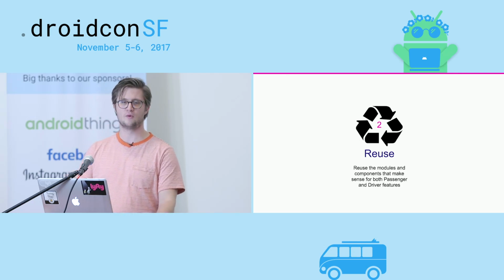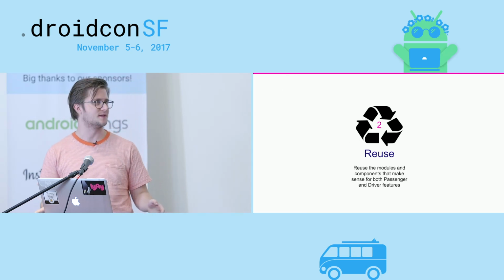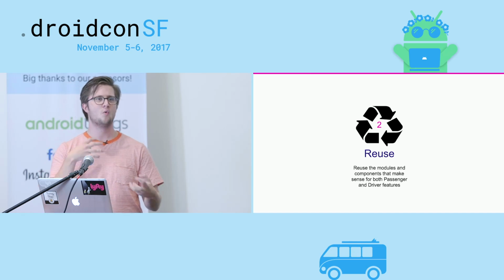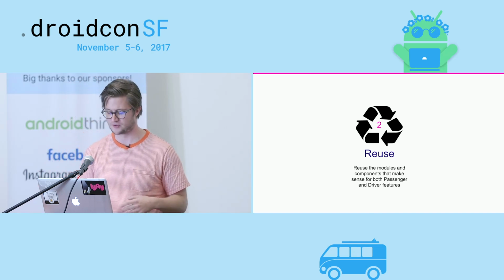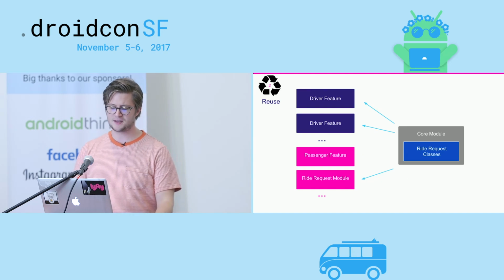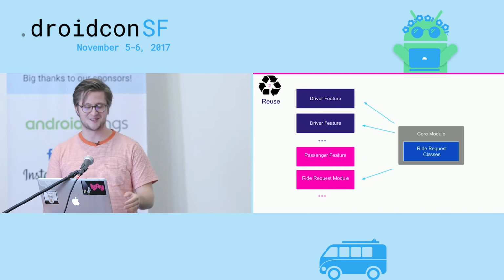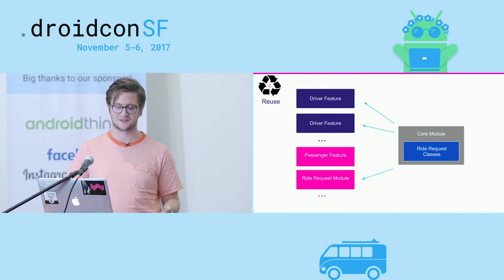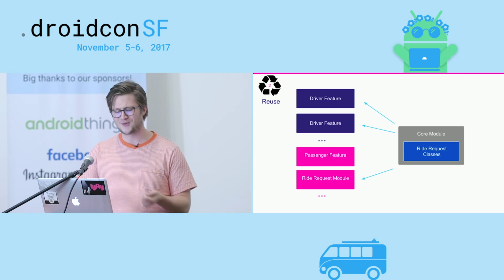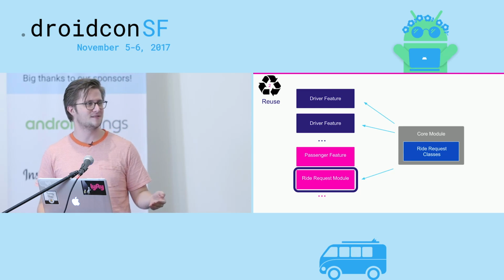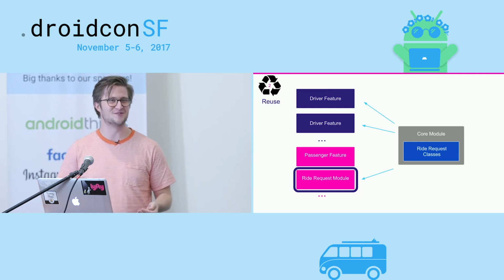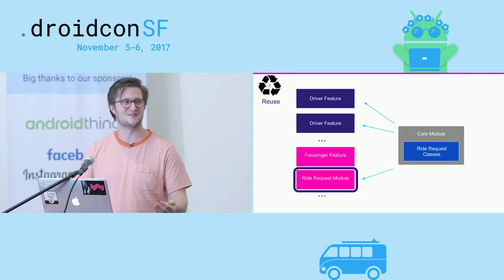All right, so secondly, we wanted to reuse modules that made sense. So these common modules, again, we wanted to make sure that they were actually common and they didn't have specific driver or passenger functionality. This is an example of a place where that was not the case. We had a core module that had some ride request classes in it. Interestingly enough, we also had a ride request module. So it doesn't really make sense to ship these ride request classes in driver features because a driver is accepting rides and not requesting them.